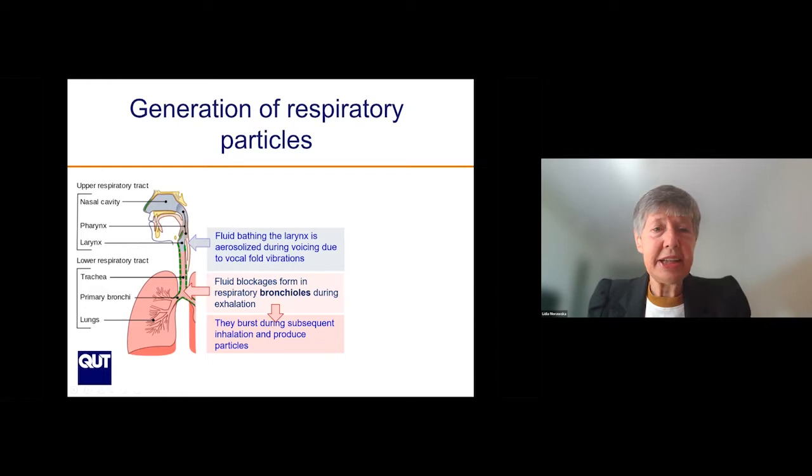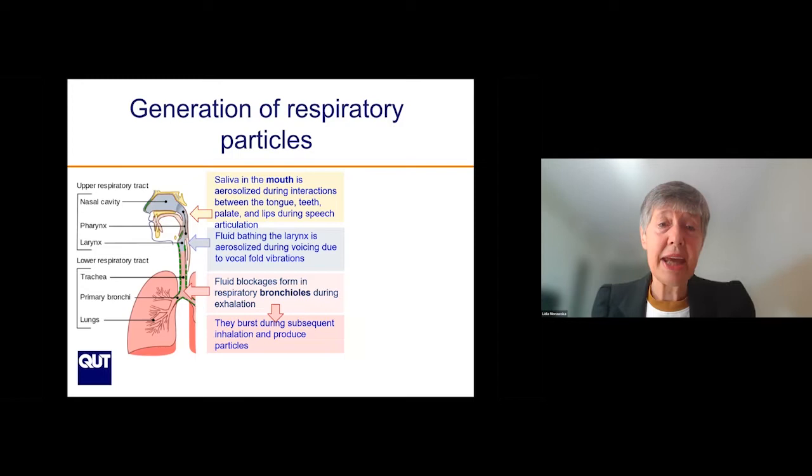A slightly different process takes place in the larynx. This is aerosolization during voicing, during vocal cord vibration. And then in the mouth, there are several processes, but here we've got saliva and aerosolization and other processes between the tongue, teeth, and lip during speech articulation. So as you can see, there's quite a complexity to this, and this is not the end of the complexity.